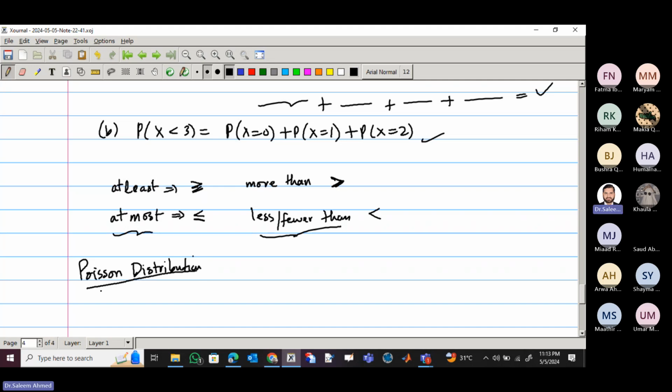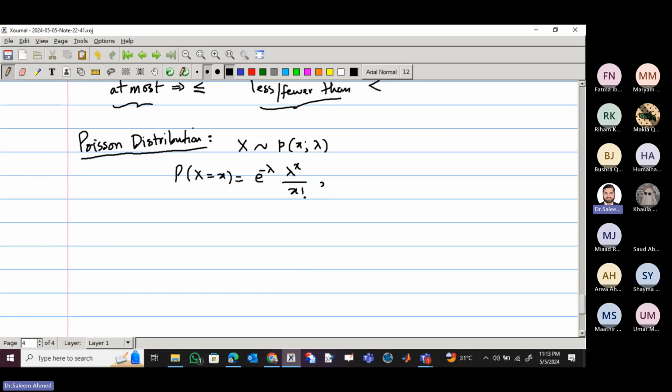So the Poisson distribution. If X is a Poisson random variable, it has just one parameter, lambda. The formula for the probability of the Poisson distribution is e to the power minus lambda, lambda to the power x, over x factorial. And x goes from 0, 1, 2, and it does not stop.